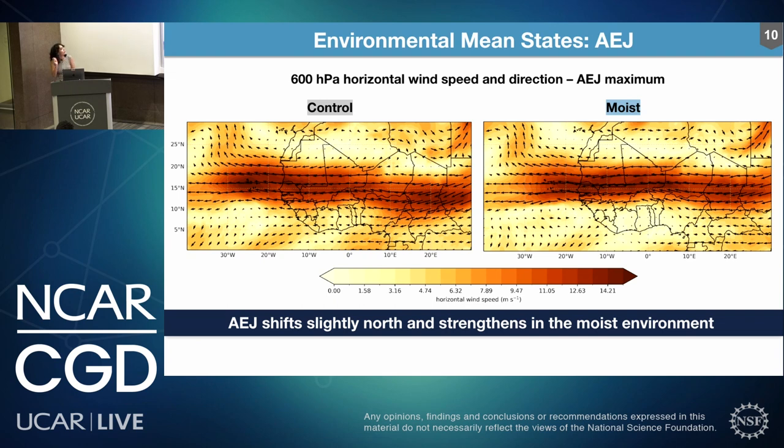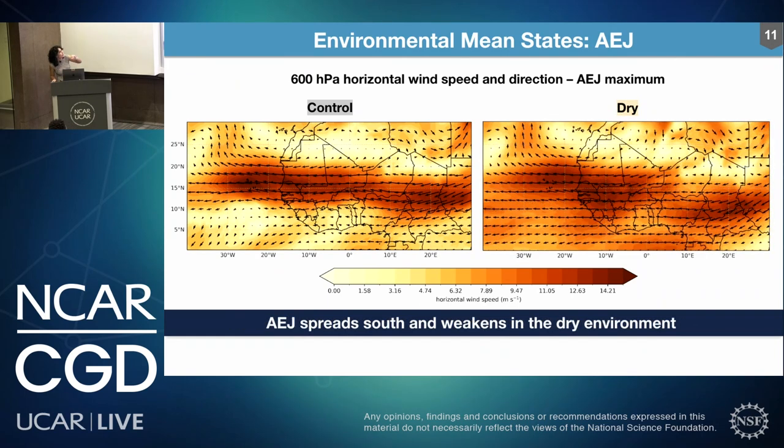And you can see that between the control and moist, this belt of high-speed winds shifts a little bit to the north in the moist environment compared to the control. You can also see some darker shades of the contour, which means higher wind speed. However, if we compare it to the dry environment, we can see that this belt kind of ripped apart, especially over the south compared to the control environment.